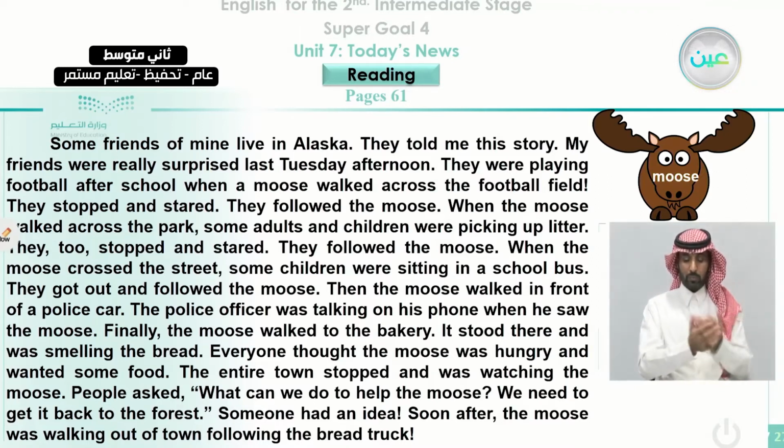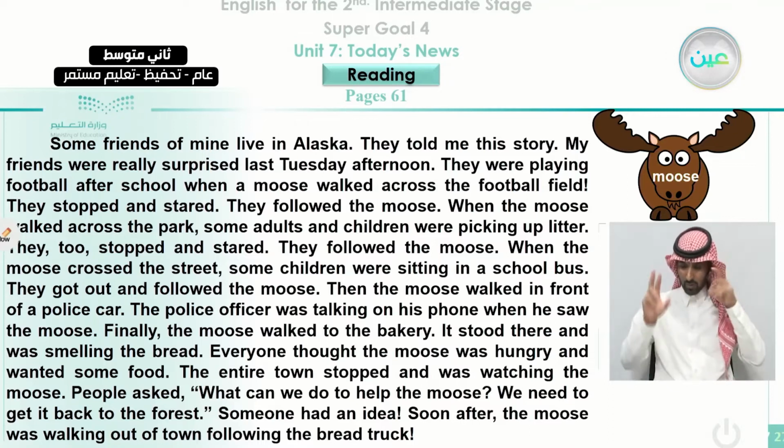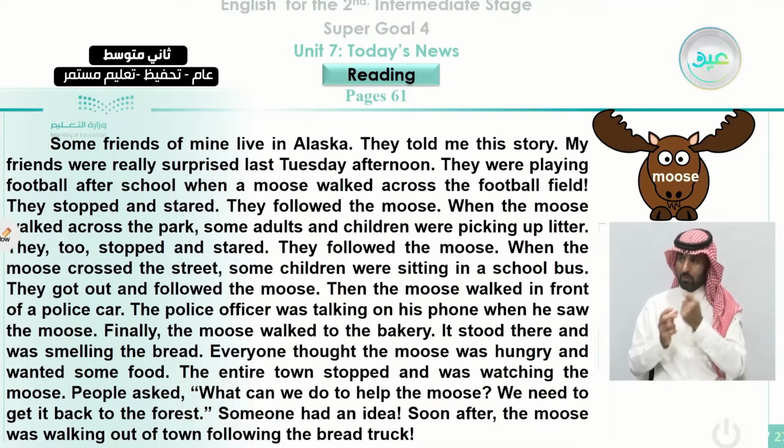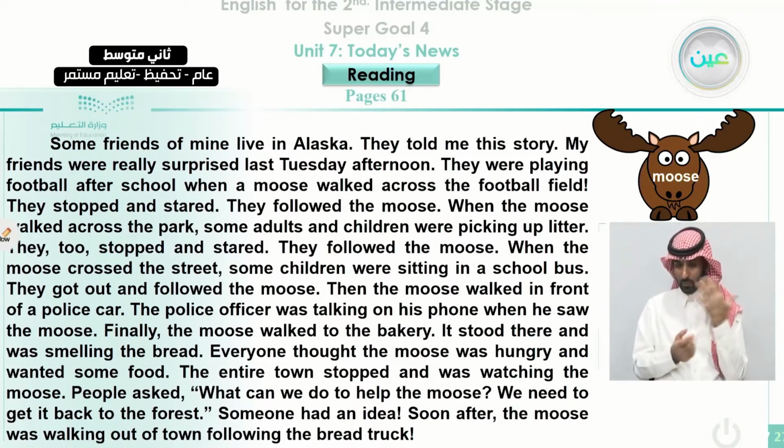Then the moose walked in front of a police car. The police officer was talking on his phone when he saw the moose. Finally, the moose walked to the bakery. It stood there and was smelling the bread. Everyone thought the moose was hungry and wanted some food. The entire town stopped and was watching the moose. People asked, "What can we do to help the moose? We need to get it back to the forest." Someone had an idea. Soon after, the moose was walking out of town, following the bread truck.